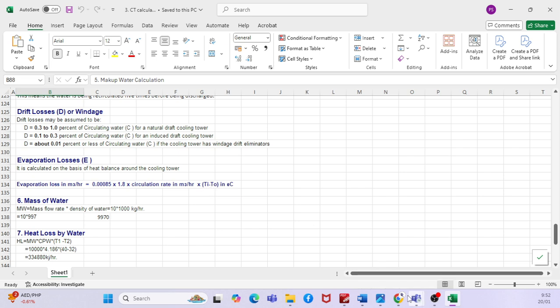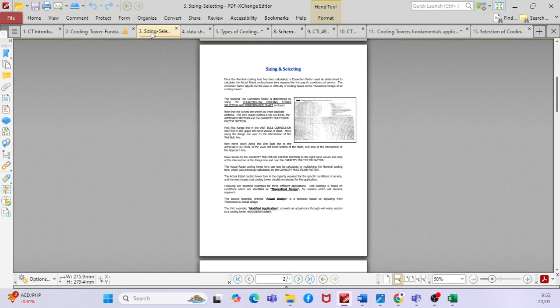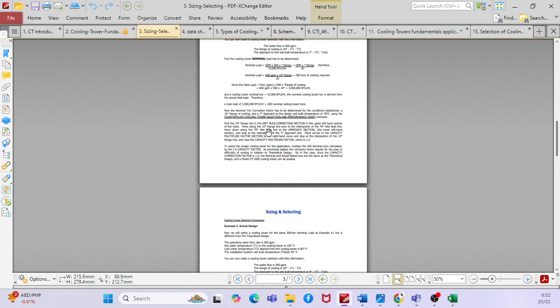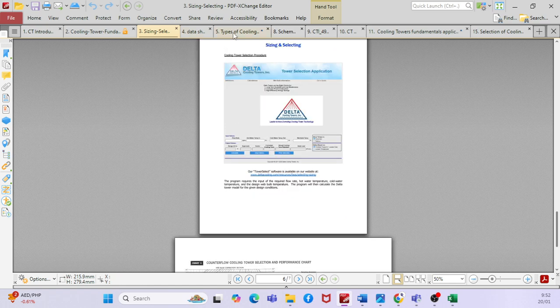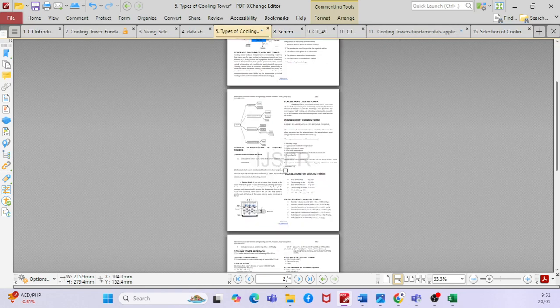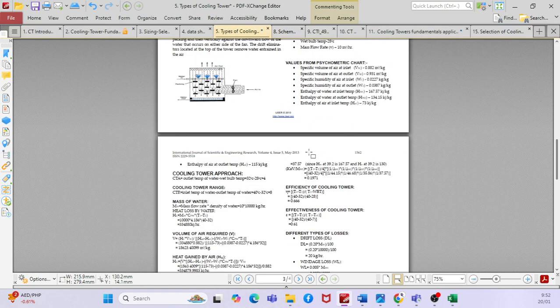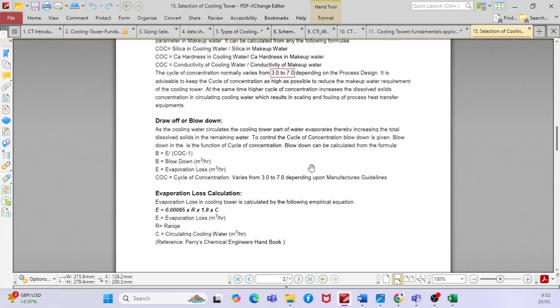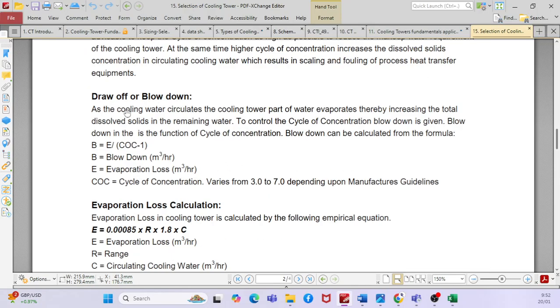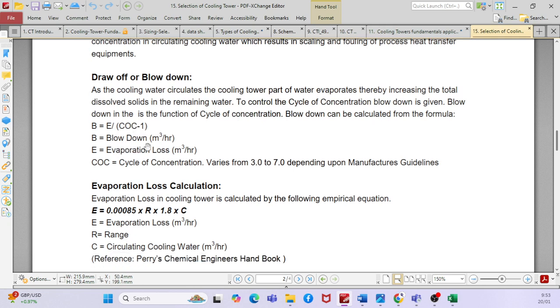If you go to one of the sheets for easy understanding, this is called draw off or blow down losses, which is nothing but E divided by COC minus 1. B is blow down, E is evaporation loss, and C is cycle of concentration, which varies from 3 to 7.